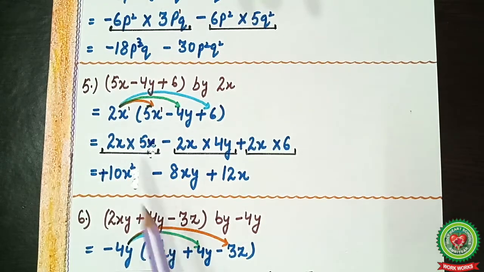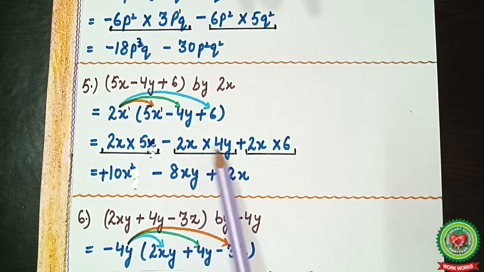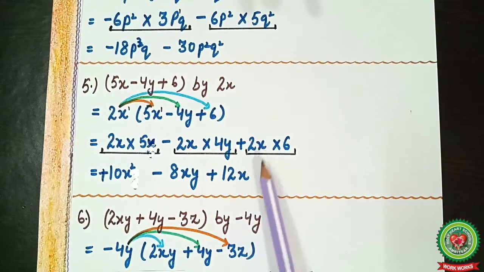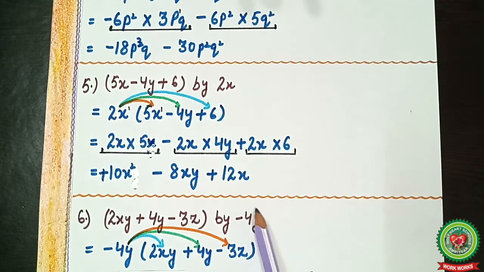Next is 2 into 5, that is 10, and x into x, that is x squared. Minus will remain minus, 2 into 4, that is 8, x into y, that is xy. Plus 2 into 6, that is 12, and x will remain x. So this is the answer for this question.